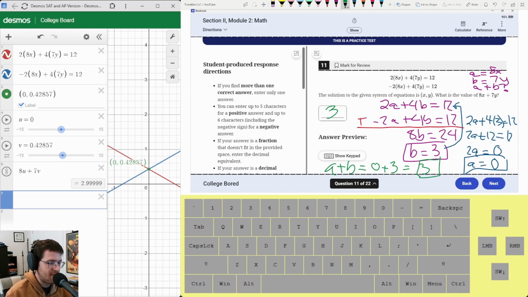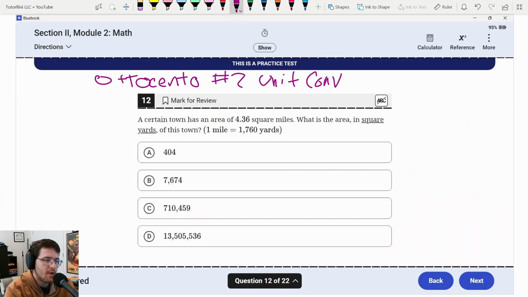So even if you didn't know how to do any of this, you could still get the answer. You probably still want to know how to do it by hand, though. Okay, question 12. I go over this in great detail in my Ogento number 2 on unit conversions. Please go watch it. I'm just going to assume you've already watched it.